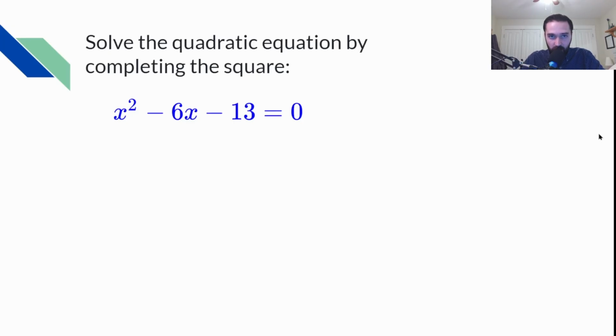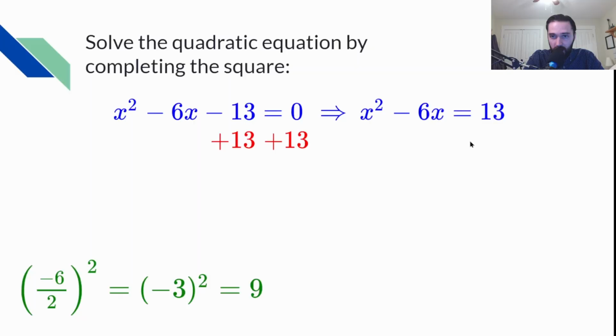Here we're asked to solve the quadratic equation by completing the square. The problem asks us to use that method, so we'll go ahead and do it. Normally what we want to do first is divide both sides by a, but in this case, a is already equal to 1, so we don't need to divide both sides by anything. We can just take this 13 over to the other side. Let's add 13 to both sides, and that'll give us x squared minus 6x equals 13.